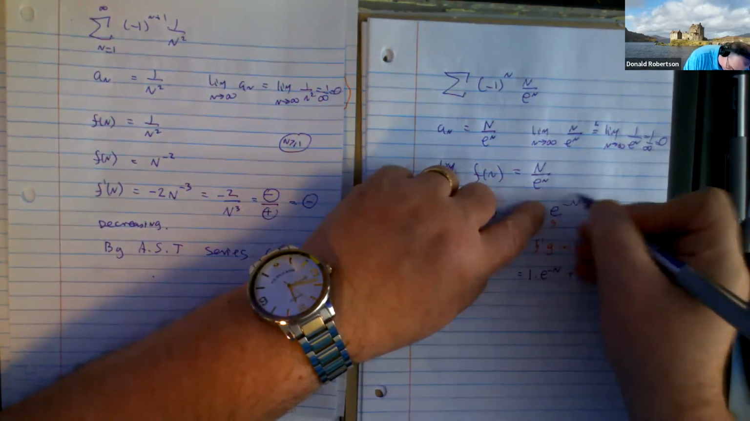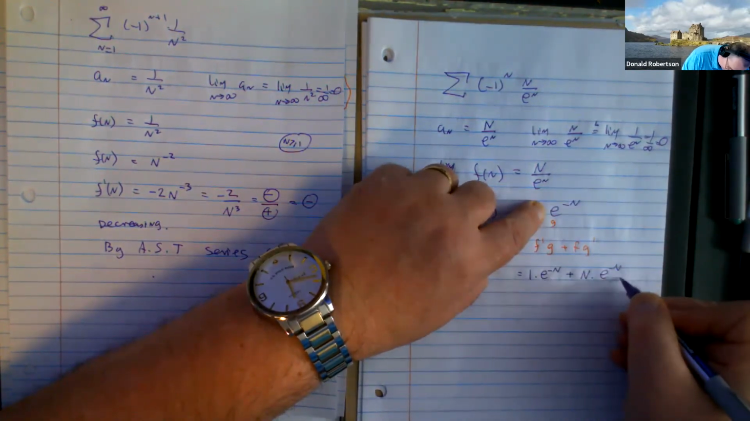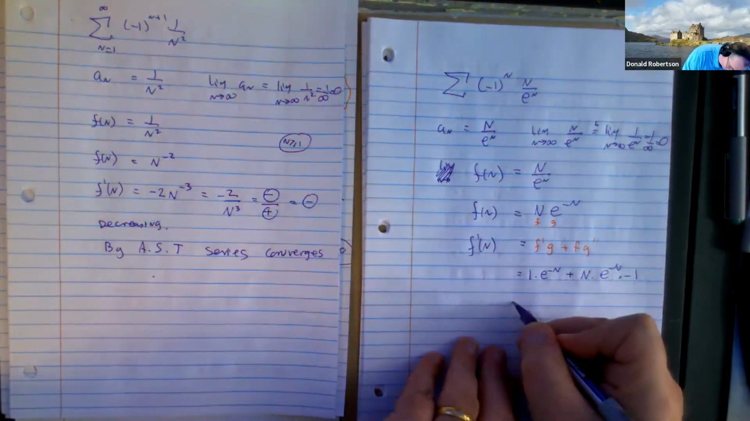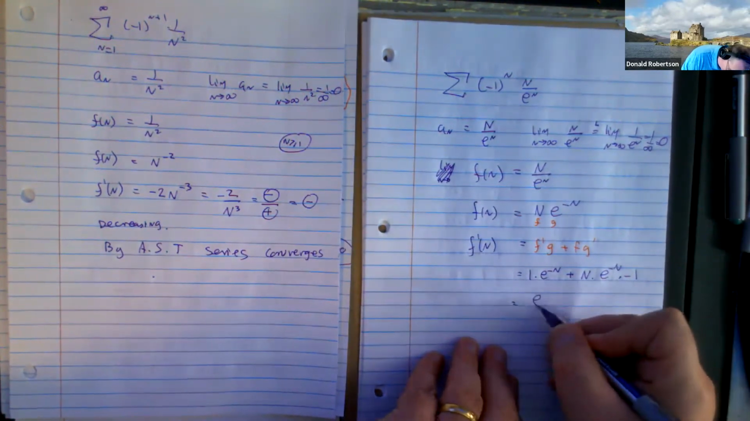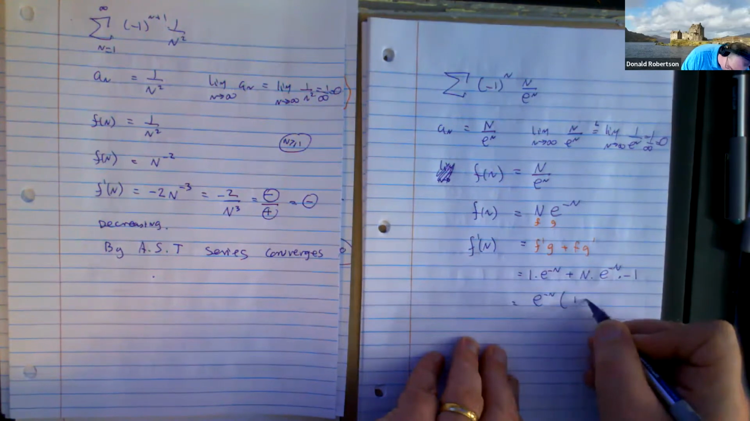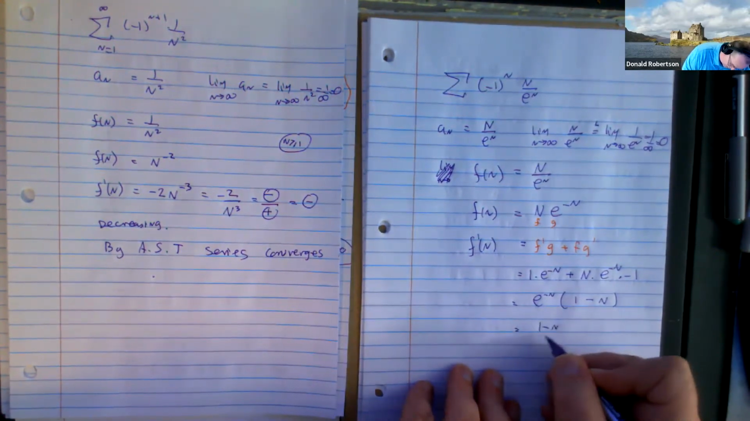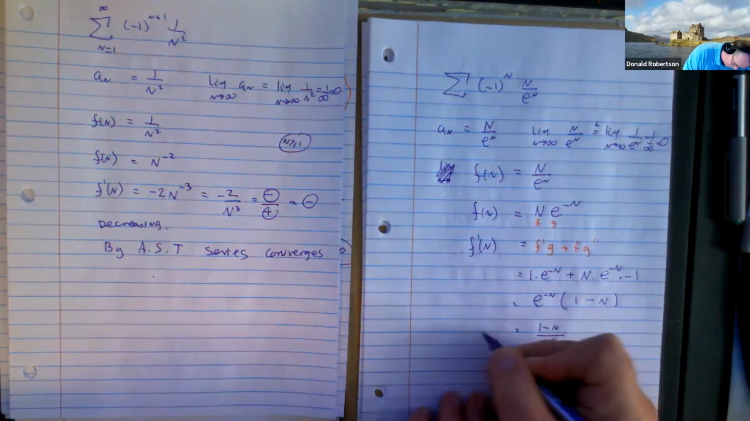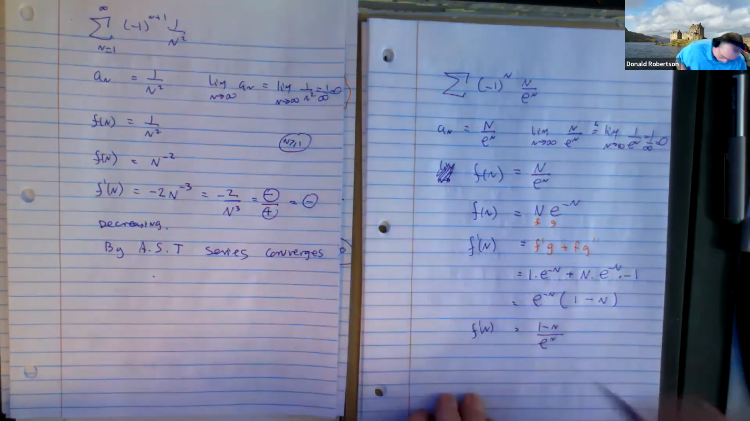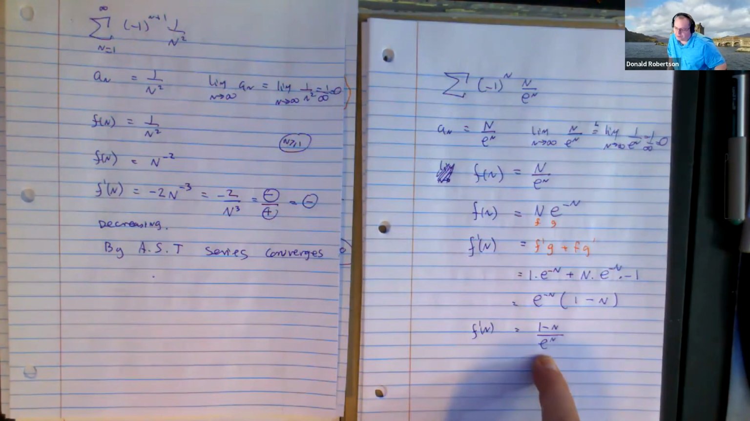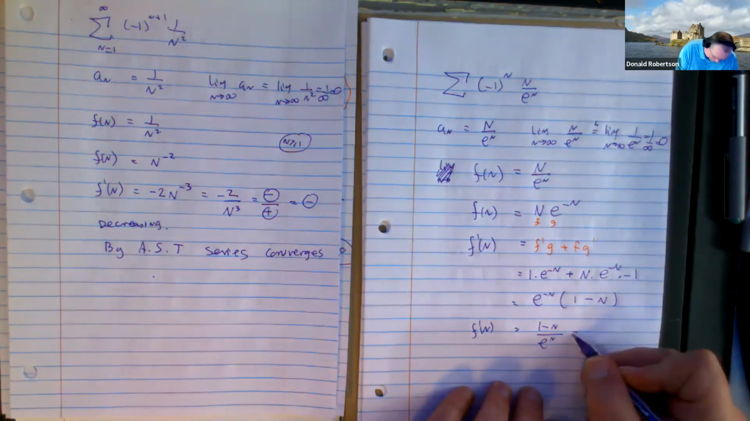And if you differentiate this fella, you get e to the negative n times the negative 1. If you pull out e to the negative n as a common factor, you get that. And if you want to make it look pretty, it looks like that. Are we comfortable that the derivative looks like that fraction? Okay, here goes proving it's negative.